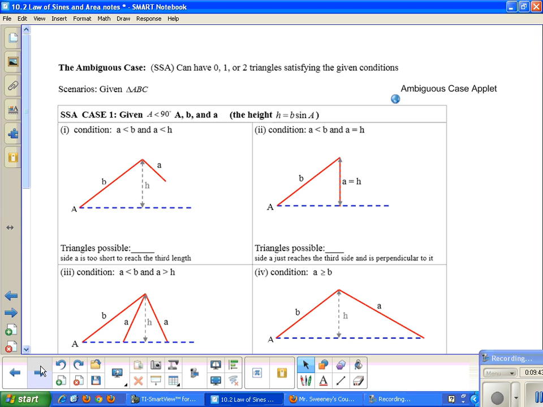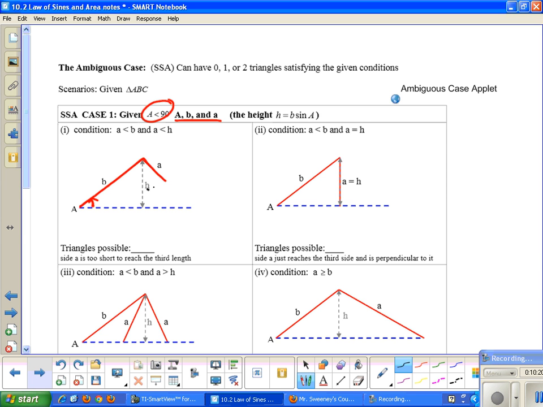So let's say that you are given triangle ABC and that our given angle is going to be less than 90 degrees. And let's say that we're given angle A, side B, and the side opposite the angle, which is A in this case. There's all these different scenarios that we can have. The first scenario is when you have given this angle right here. So we know the angle, you're given this length B and this side A. And we're saying that side A is smaller than B and it's smaller than the height of your triangle.